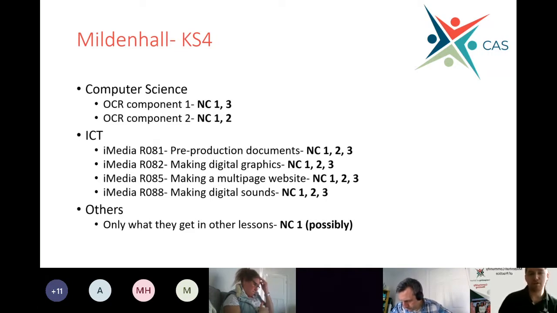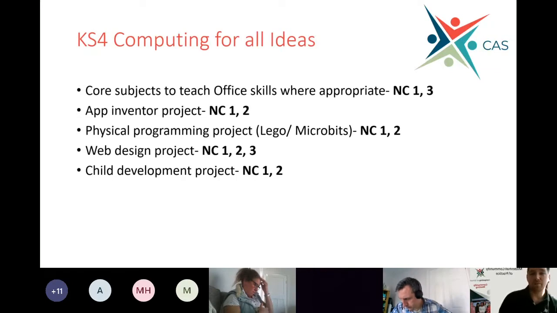Some of the things we've looked at is trying to get the core subjects to teach office skills properly. So with any of the creative software and office software, make sure that when they're using them, those teachers are trained up to get them to use it properly. Things like searching effectively or saving their work can hopefully be taught as they're teaching other areas as well.